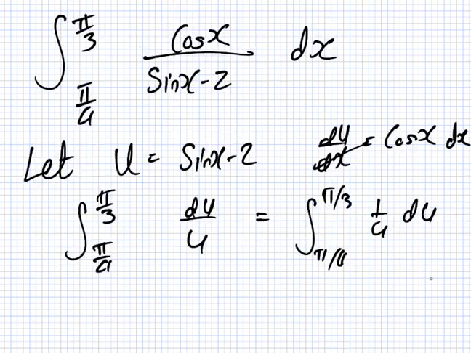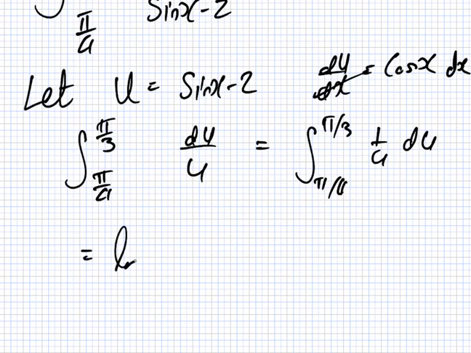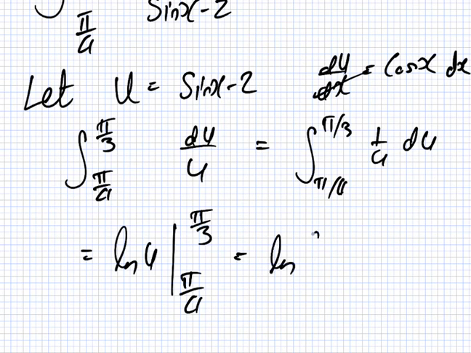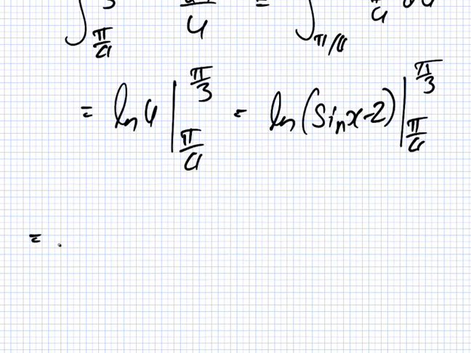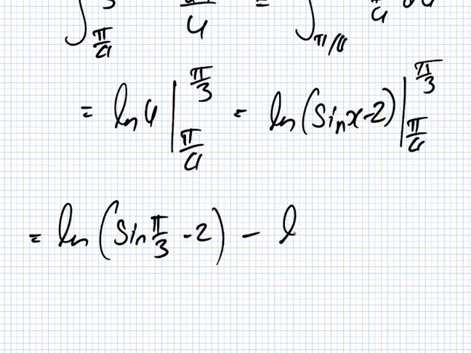What did I do that for? Which is log u, from pi over 4 to pi over 3, which is log of sine x minus 2, from pi over 4 to pi over 3. Log of sine pi over 3 minus 2, minus log of sine pi over 4 minus 2.